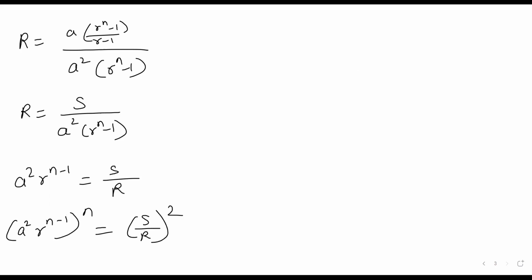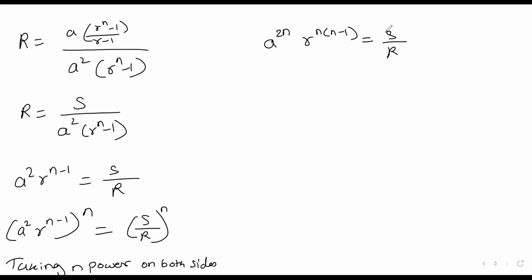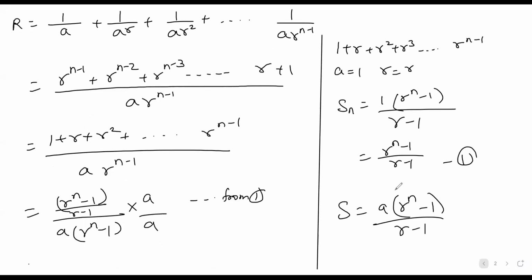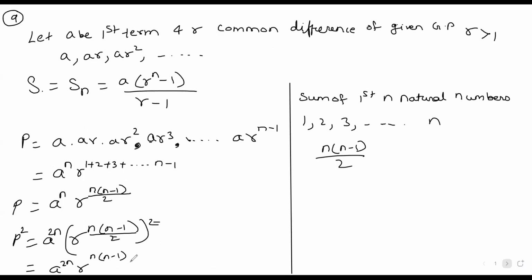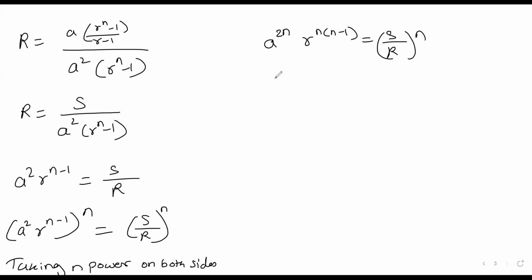जैसे हम लोग स्क्वायर करते दोनों साइड को, तो हम लोगों ने n पावर ले लिया दोनों साइड पे. It is taking n power on both sides. तो ये मल्टीप्लाई हो गया, ये हो गया a to n r raised to n into n minus 1 is equals to s upon r raised to n. This is nothing but p. See here, p square. This is nothing but p square is equals to s r raised to n. Proved.